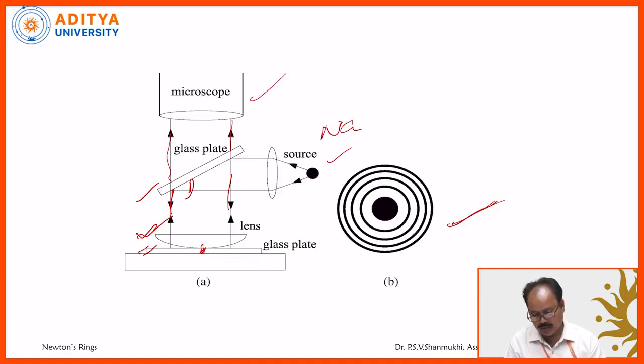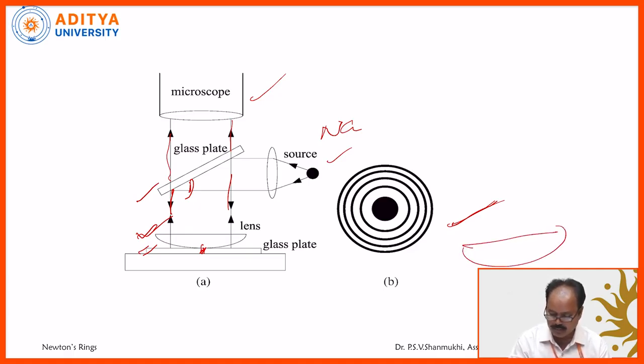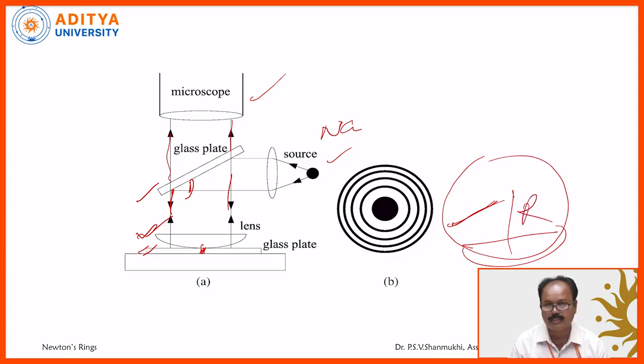So, here we have to derive the expression for the radius of curvature of the plano-convex lens. Say, this is a plano-convex lens, completing the circle, the radius of this one is r. That is what we are going to derive now. The applications of the Newton's rings are: we can determine the radius of curvature of the plano-convex lens, we can also determine the wavelength of an unknown source, and we can also determine the refractive index of a liquid. Here we are going to derive the expression for radius of curvature and also the wavelength of light.